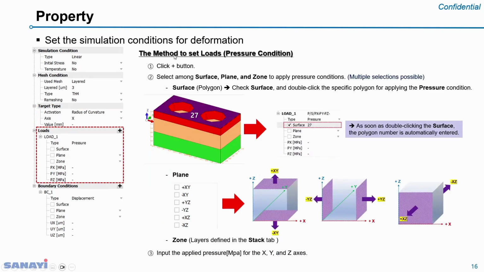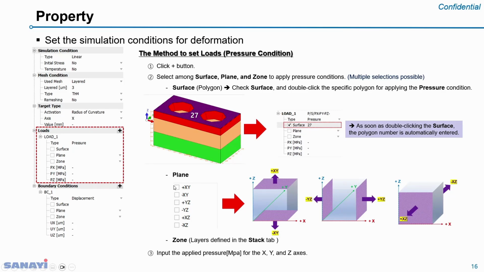I will tell you the method to set the pressure condition. At first, please click this plus button and then select from surface, plane, or zone. Multiple selections are also possible. For example, for a surface, after double-clicking the specific polygon to which you want to apply the pressure condition, that polygon number will be automatically written.